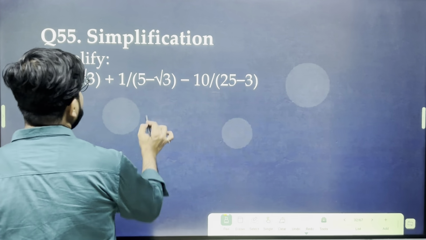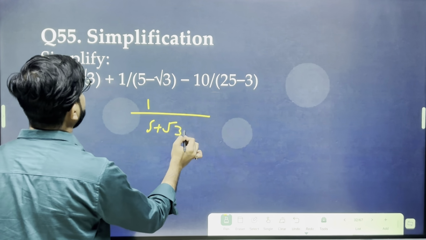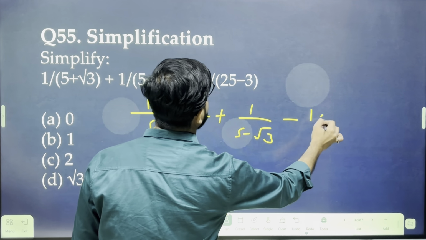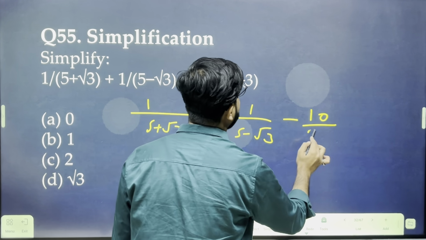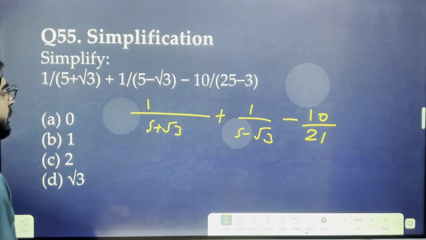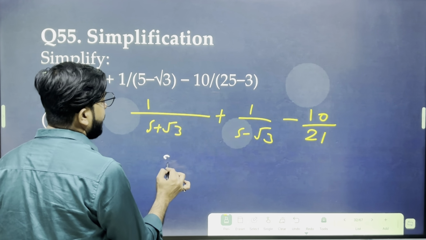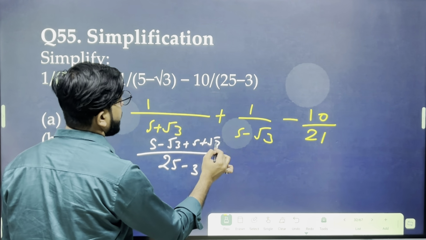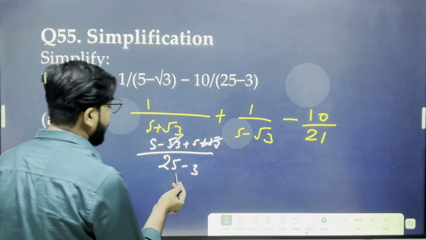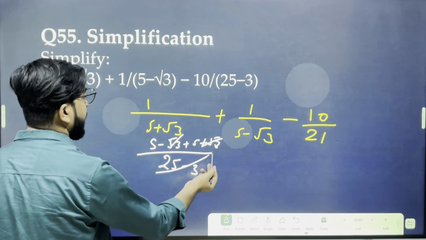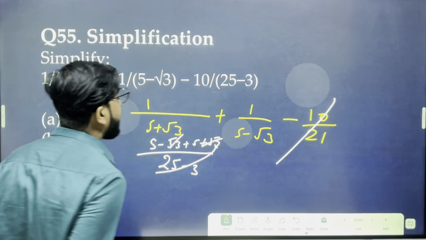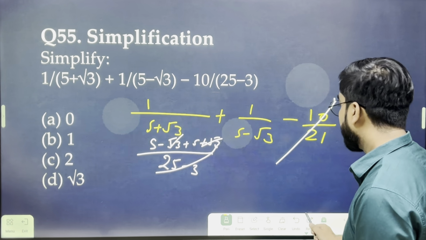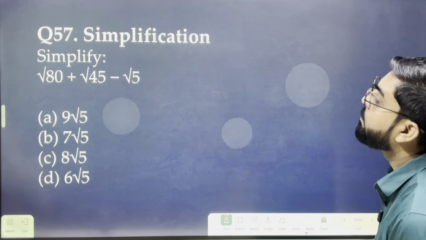Simplify this. So that becomes easy. 1 by 5 plus root 3 plus 1 by 5 minus root 3. A minus b, a plus b. Minus 10 upon 25 minus 3, that is 21. A plus b, a minus b, 25 minus 3. And here 5 minus root 3, 5 plus root 3. So root 3 will be deducted, 5, 5, 10. So 10 upon 21. This becomes 10 upon 21, and this becomes 10 upon 21. Okay. Answer is 0. Next question.